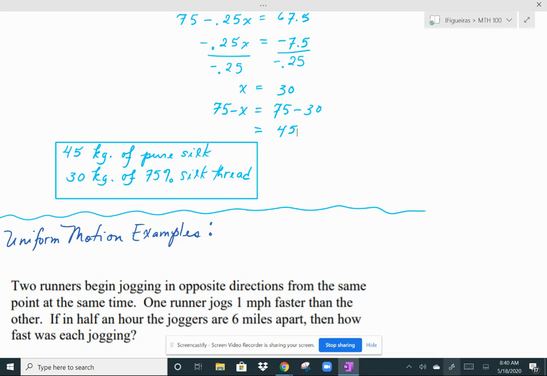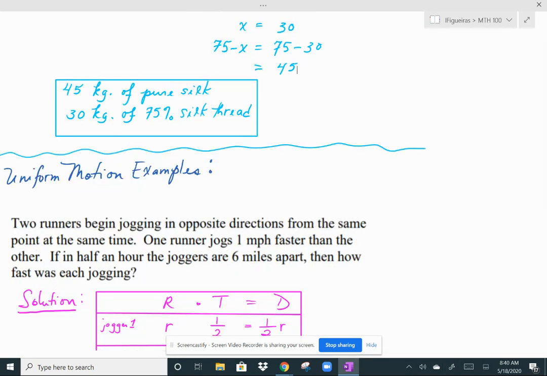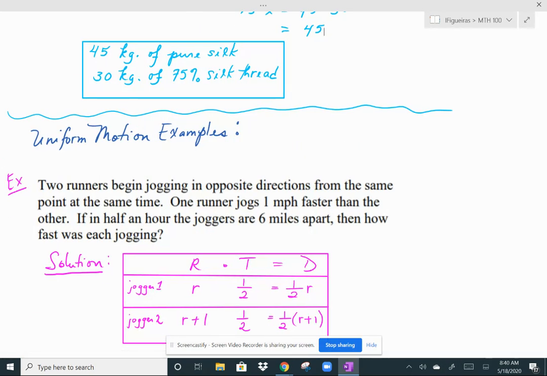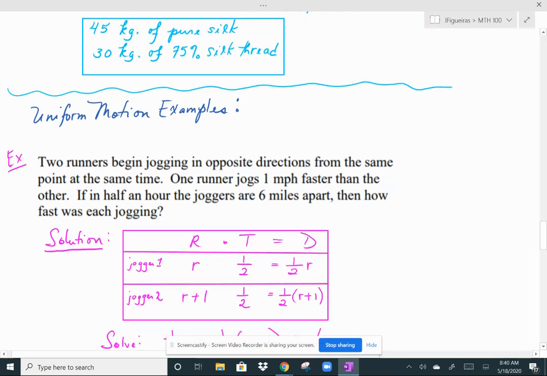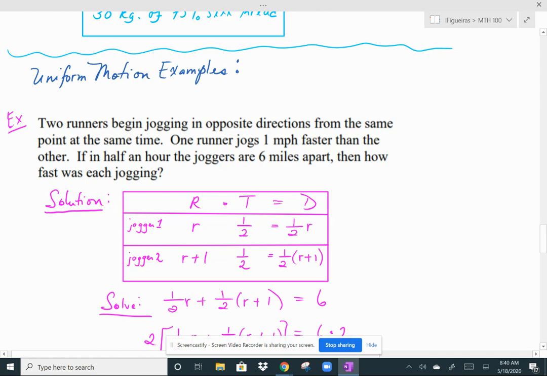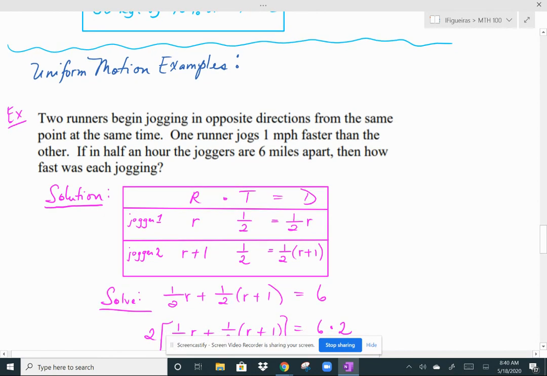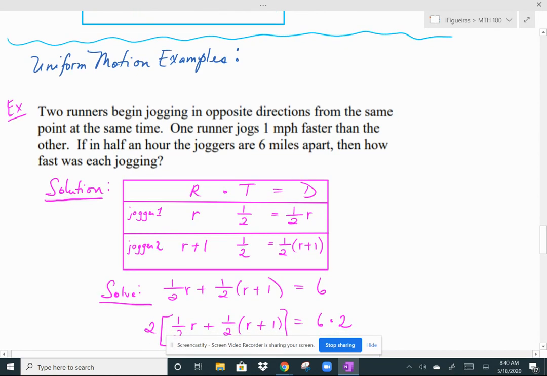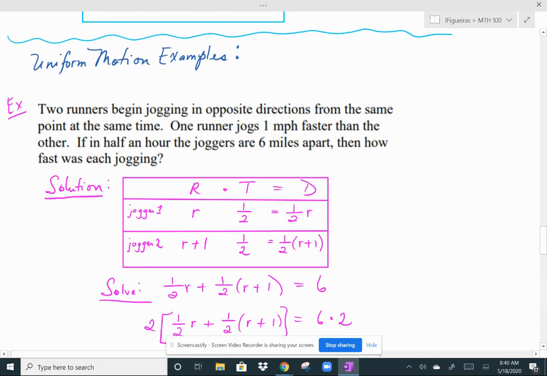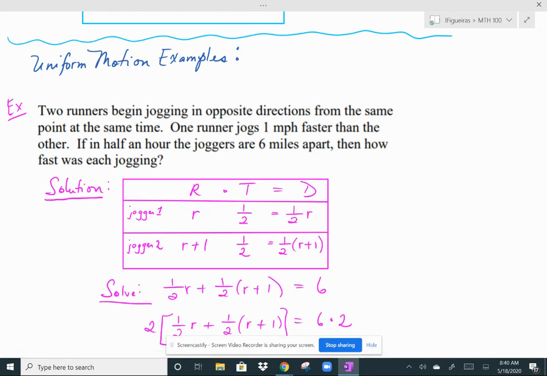All right, so let's move on to uniform motion. So uniform motion says 2 runners begin jogging in opposite directions from the same point at the same time. One runner jogs 1 mile per hour faster than the other. If in half an hour the joggers are 6 miles apart, then how fast was each jogging? So here, these are not mixture problems, so you really only need to indicate the objects that are moving. So for us, it will be jogger 1 and jogger 2.